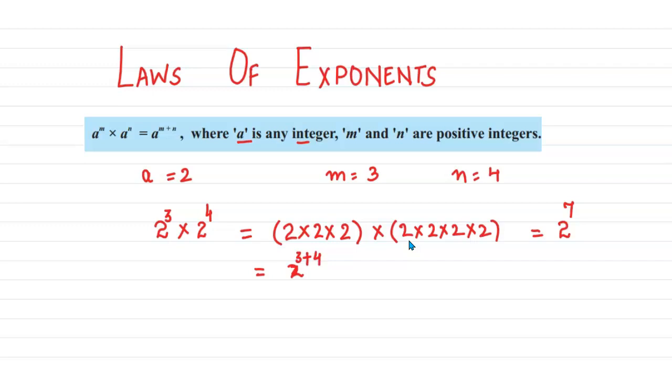So that means our first law is verified, and it can be worded as: when the bases are same, the powers have to be added, and always remember they are getting multiplied. Okay, let's go to the next law of exponents.